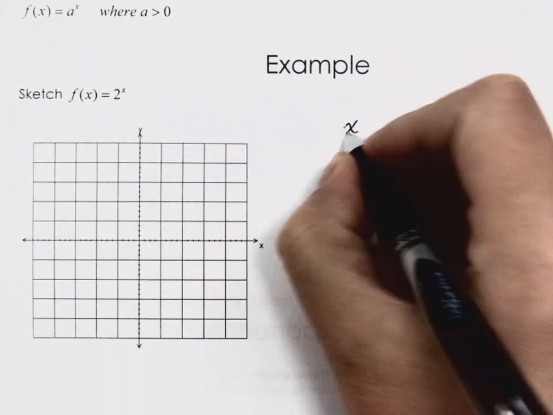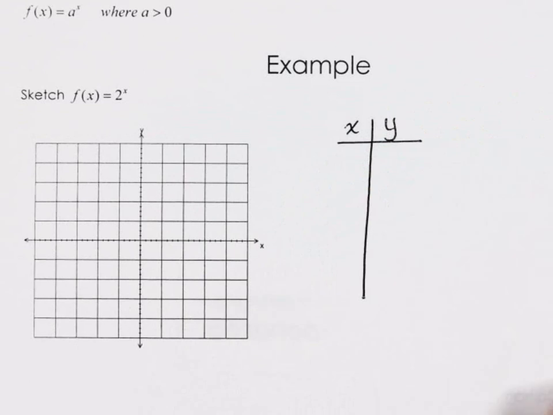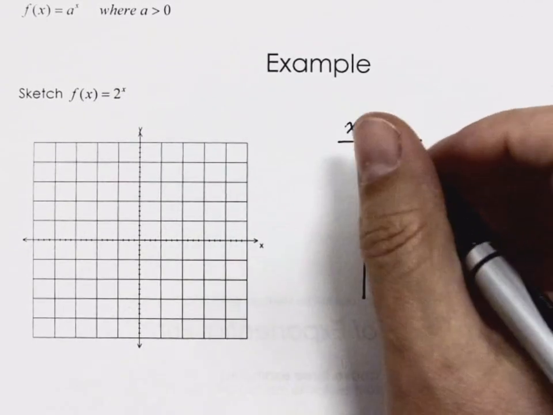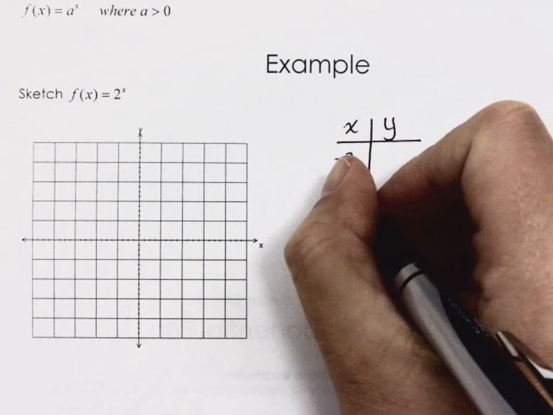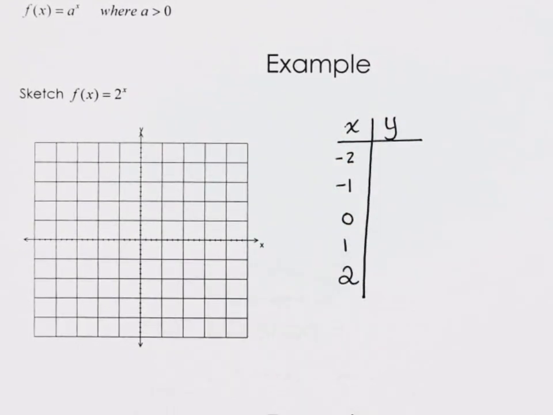So if we create a table of values for this, and FYI, we're looking at our basic graphs today. We have a quiz tomorrow. On Monday, we're going to be doing transformations. So, okay, if we put in my standard values there.